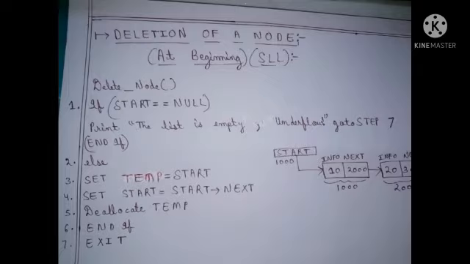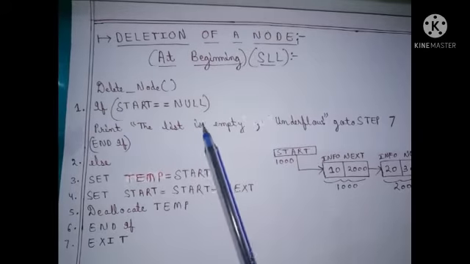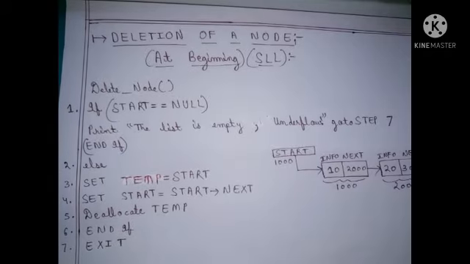In this video, we are going to study the deletion of the node at the beginning and at the end of the single linked list. In the first statement, it will check whether our list is empty or not, that is, if start equals null. That means if our list is empty and we still undergo the deletion function, it will give us an underflow condition.